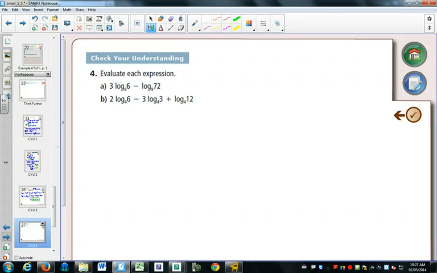So part of the reason we've been practicing these is so that now you can evaluate expressions like this without your calculator. Mental math. 3 log base 9 of 6 minus log base 9 of 72. Does that look like mental math? Looks more like a headache. So we'll use those log laws, simplify it down, and then see if we can evaluate it.